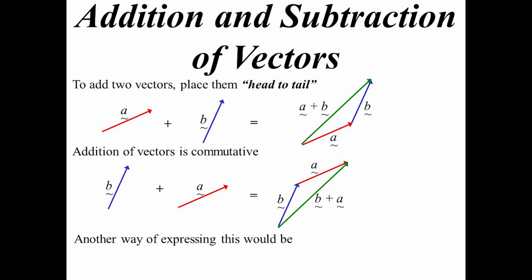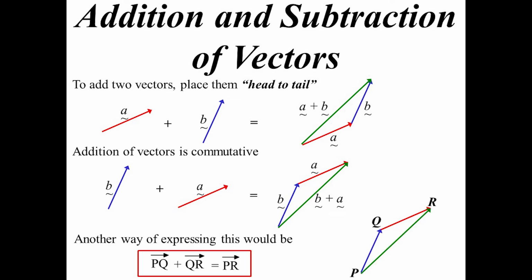So another way of expressing that, if I use the arrow notation, I could say, well, the vector PQ, plus the vector QR would be the vector PR. So if you like, you could think of it as, I'm going to take out the common letter that's in between, push it together, and I get PR.